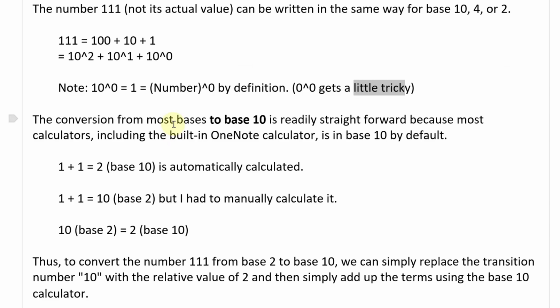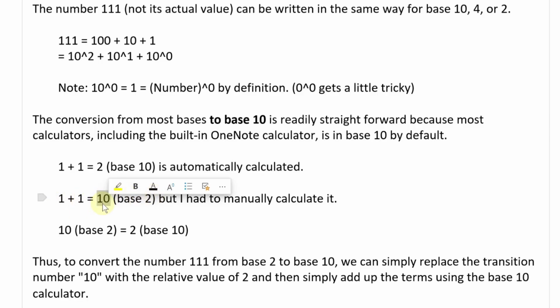Anyways, let's go further. The conversion from most bases to base 10 is relatively straightforward because most calculators, including the built-in GNOME calculator, which I'm using for these video notes, are in base 10 by default. So if we have this 1 plus 1, if I press space, it automatically calculates the 2. But if I was trying to calculate in base 2, 1 plus 1 equals 2, we'll have to type this manually because it's base 2.